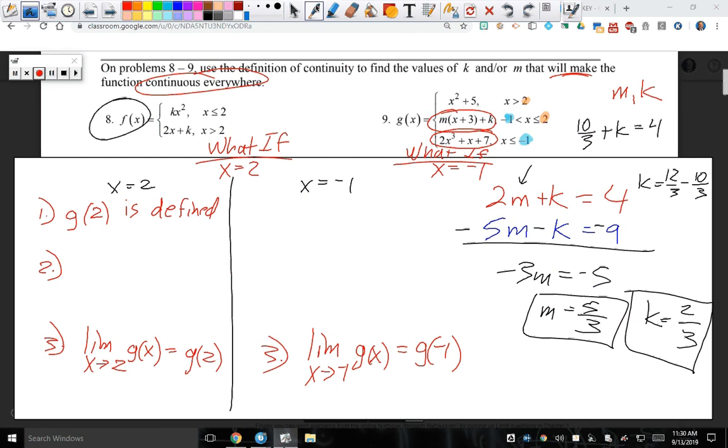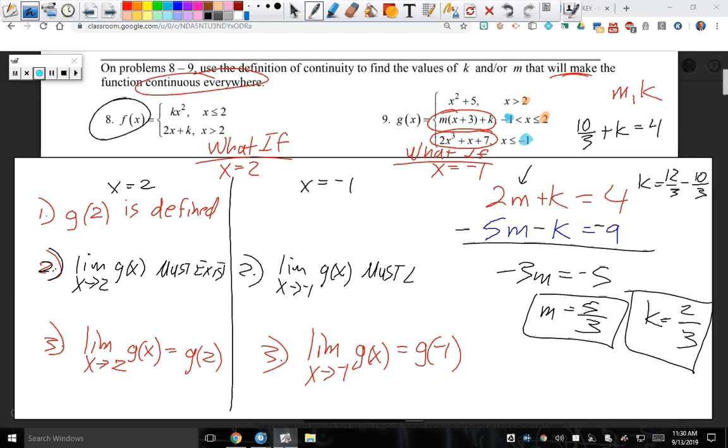Just wanted to go through this because I want you to get all of your variables in order. So let's do rule 2. I'm going to write small. The limit of g of x as x approaches 2 must exist. The limit of g of x as x approaches negative 1 must exist. Because I don't have room over here, I'm going to do this one to the right, and then it's just the same thing, guys, but with different numbers.